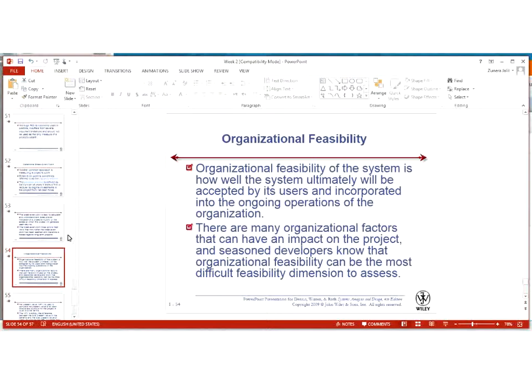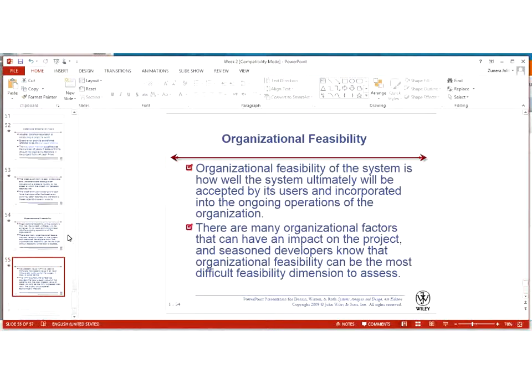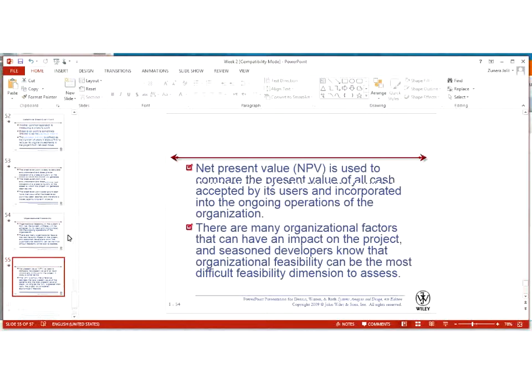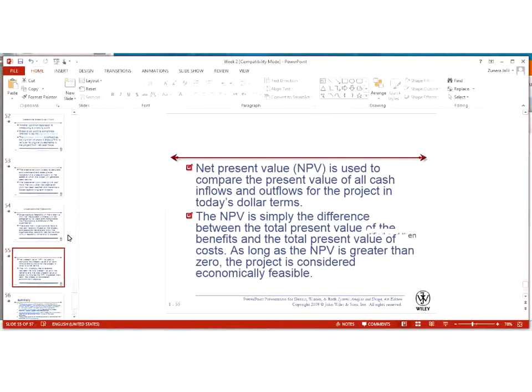Then you check whether your project is feasible for your organization as well. Organizational feasibility is how well the system ultimately will be accepted by its users and incorporated into the ongoing operations. There are many organizational factors that can have an effect on your projects, so you have to determine whether it is feasible for your organization as well.